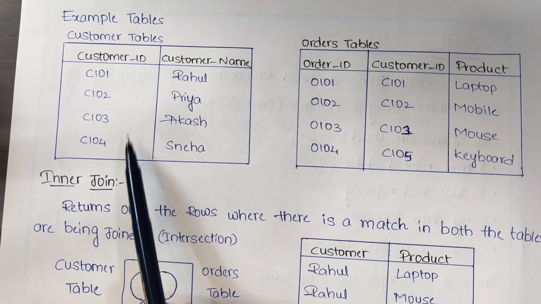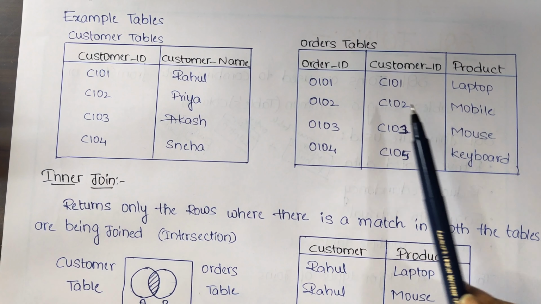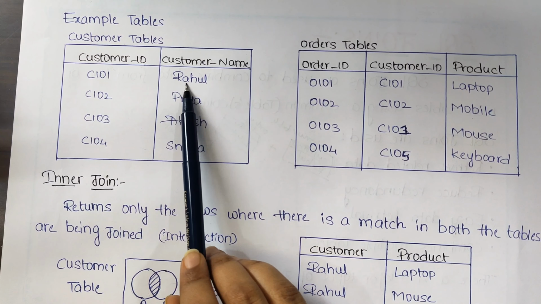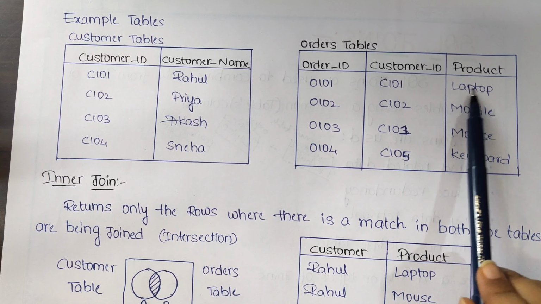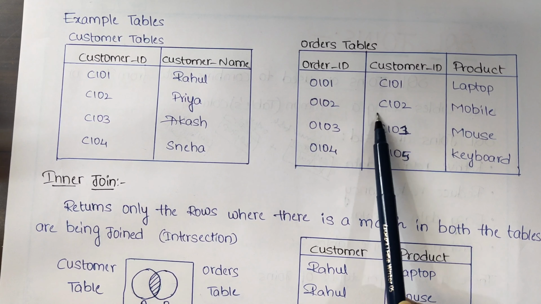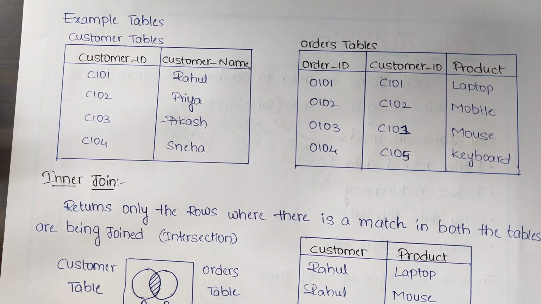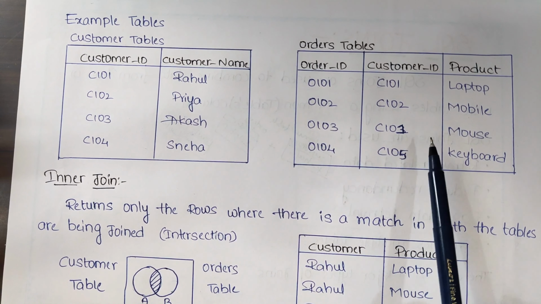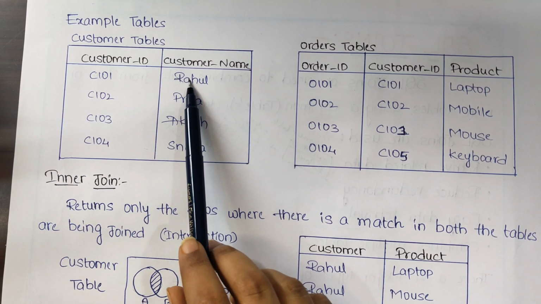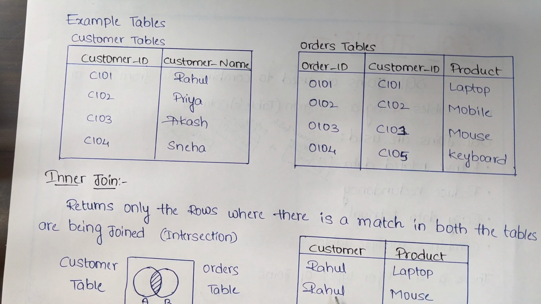So consider the customer ID C101. We have C101 here. C101 is a customer named Rahul, and what is the product he bought? Laptop. This was retrieved: Rahul and laptop. Next, C102 is also there. C102 is Priya. Priya ordered a mobile. See, Priya, mobile. Next, C101. C101 is also Rahul. So Rahul ordered a mouse. So Rahul, mouse.